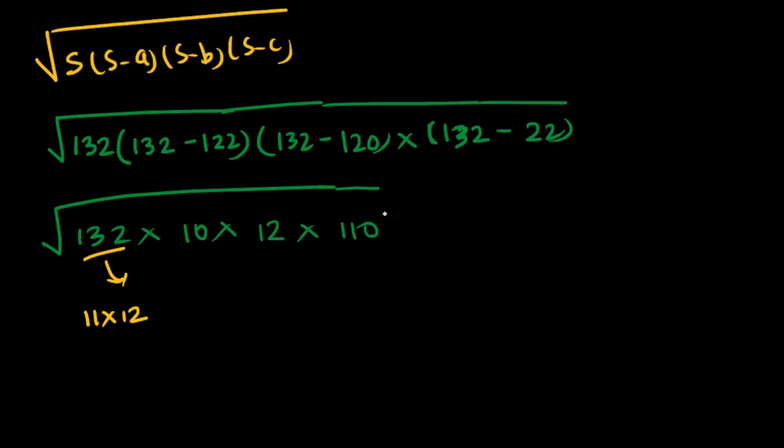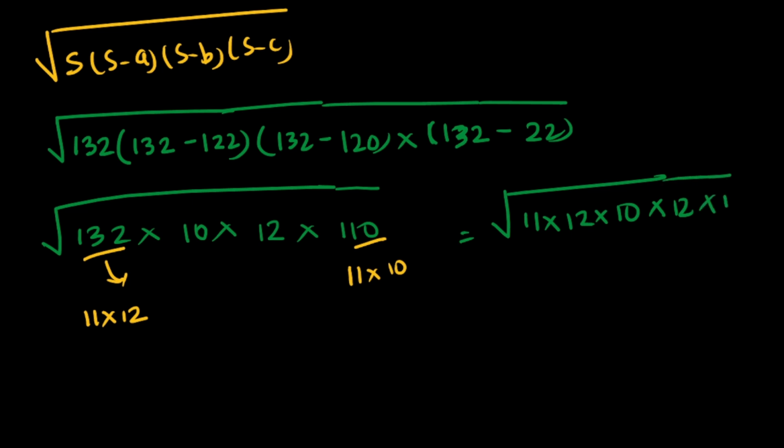And if you see here, we can write 110 as 11 into 10, right? So see here what I've written. Inside the root you have 11 into 12, then you have 10 into 12, then again you have 11 into 10.